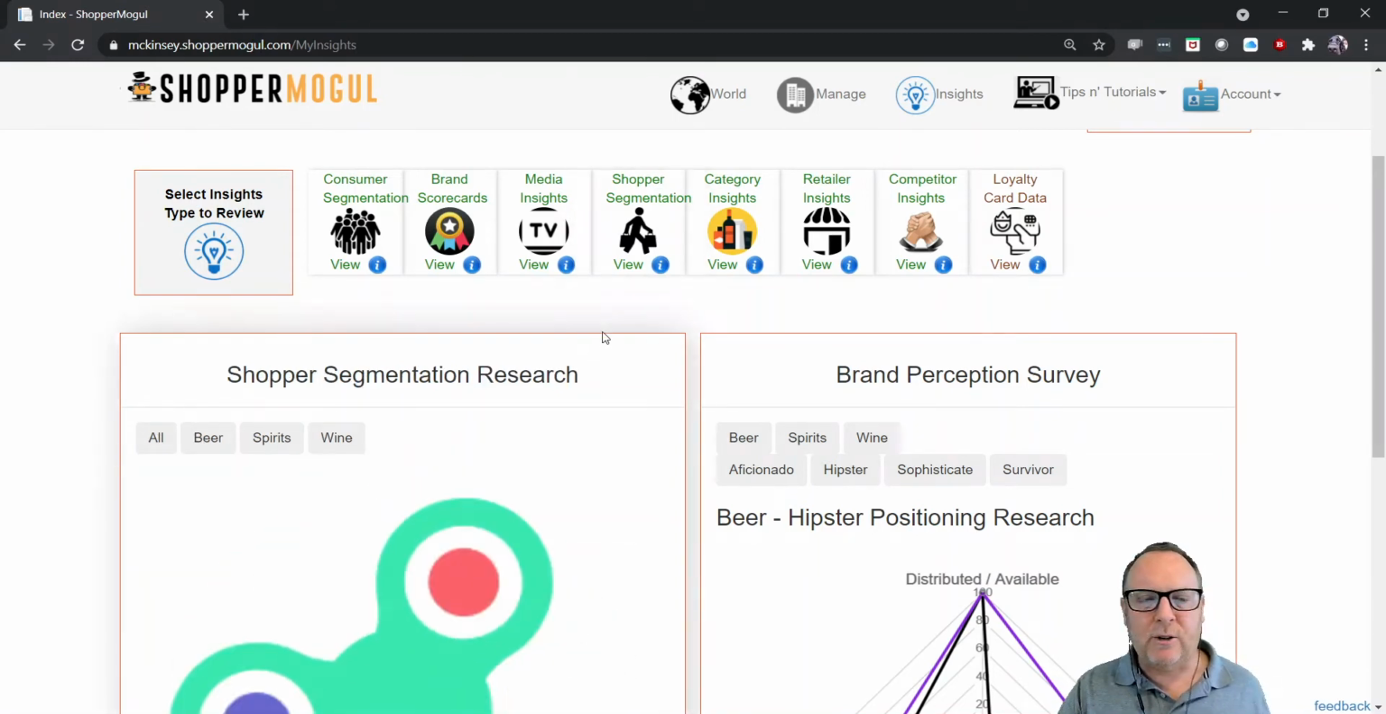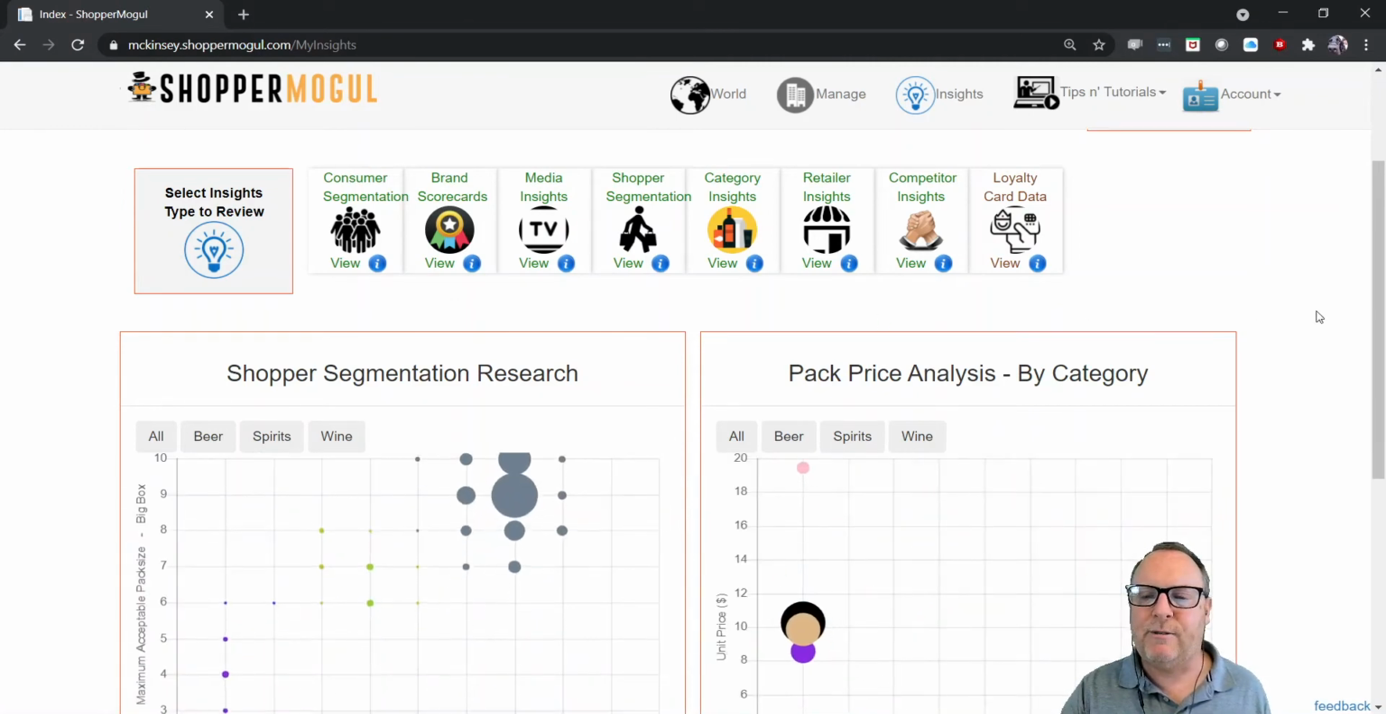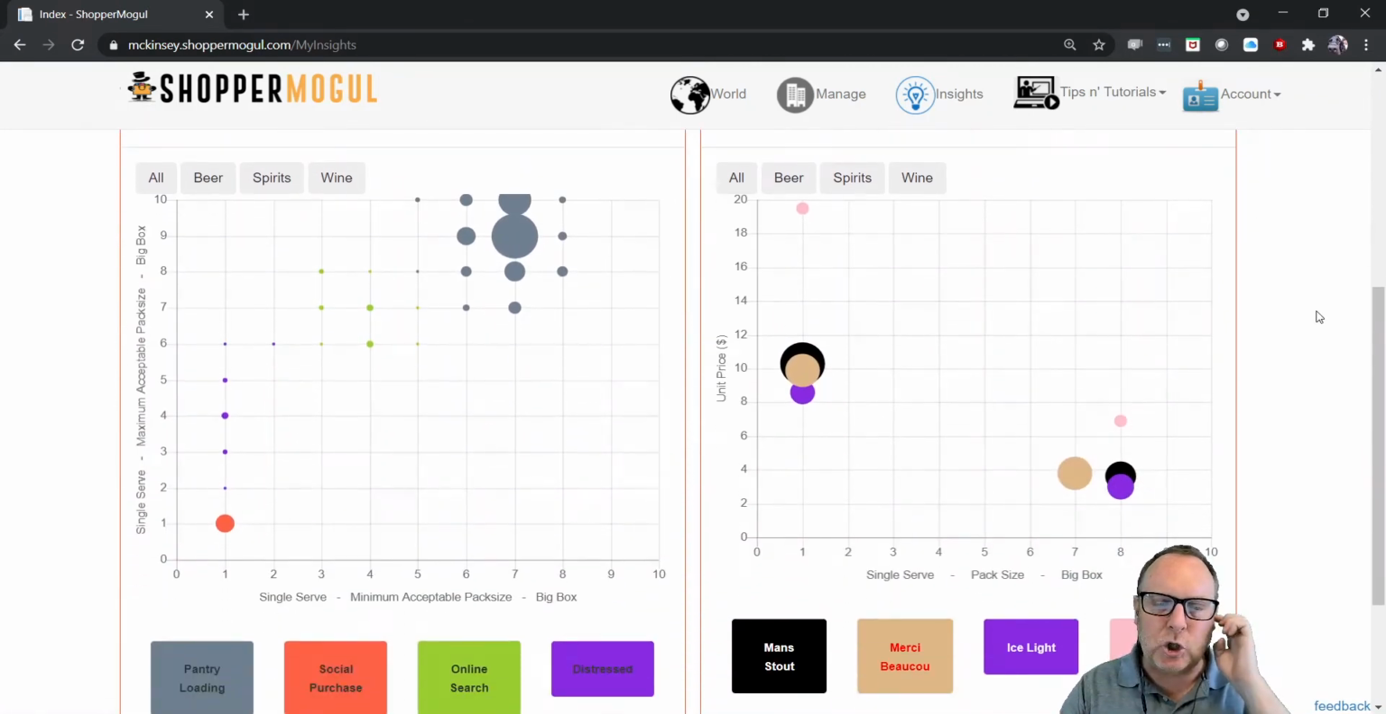Now, I'm not going to click through all of these, but there is also information about how people are shopping, in which you can see what types of reasons they're going shopping for. So there are some people who go pantry loading, doing big bulk purchases, social purchases, so typically out of home, online purchases, or distressed purchases where people are out of stock and need something for immediate consumption. And for each of these, we see different pack formats as being acceptable.